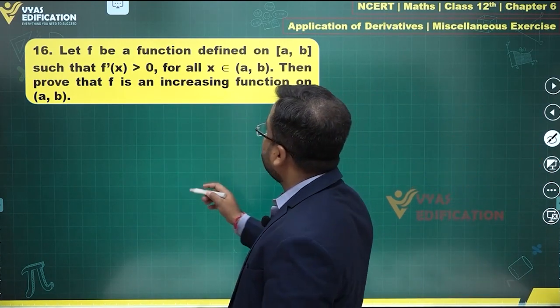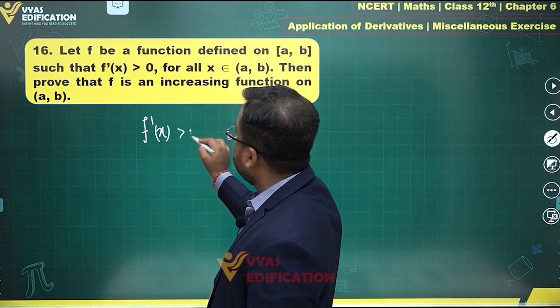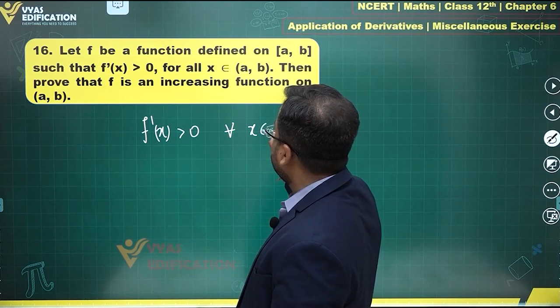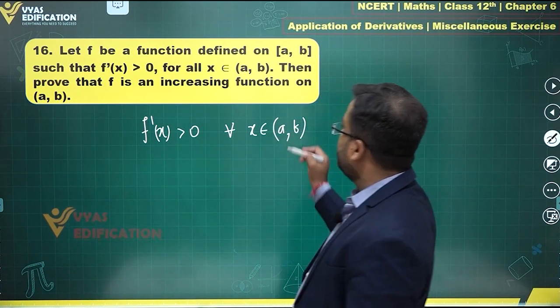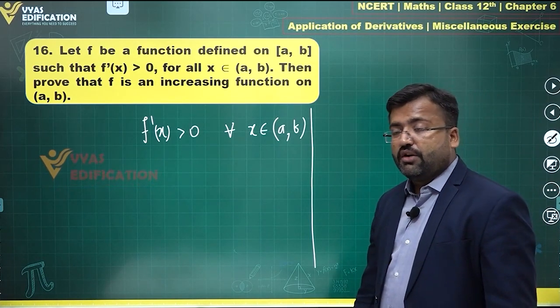Yes. f is a function defined on [a, b] such that f prime x is greater than 0 for all x belonging to [a, b]. This is what we have, right? And we have to prove that f is an increasing function on [a, b].